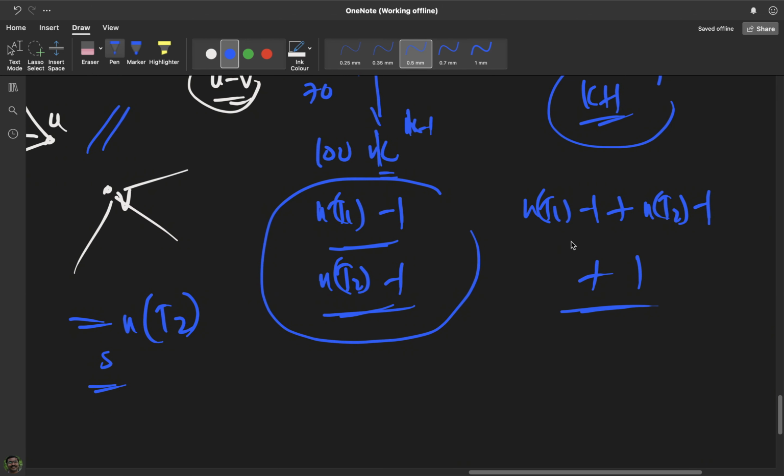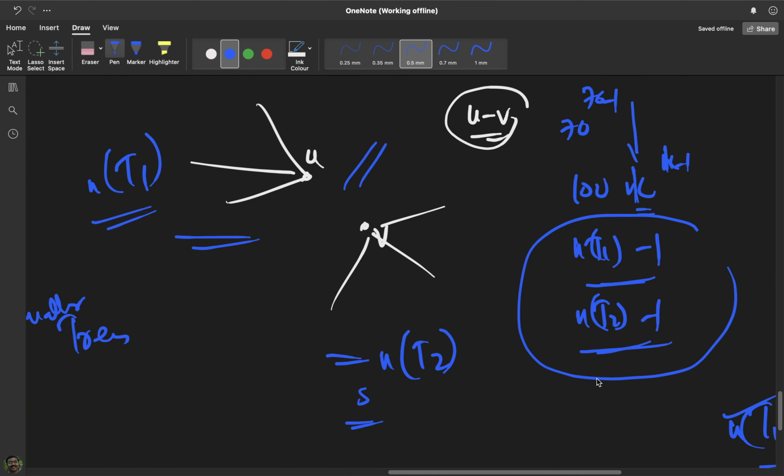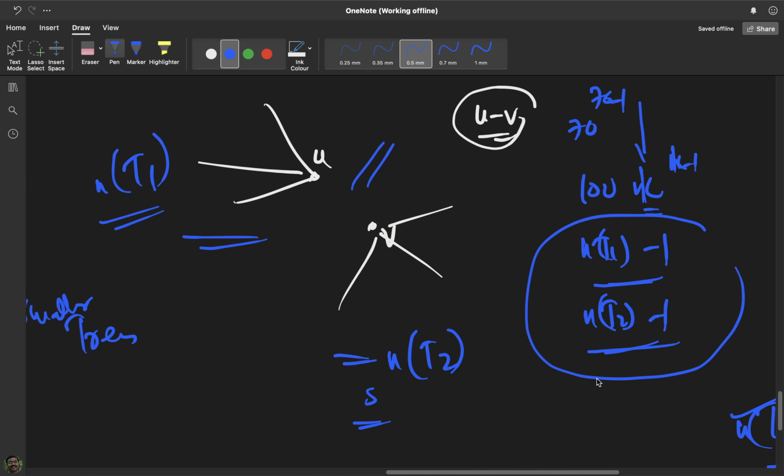This is n of T1 minus 1 plus n of T2 minus 1 plus 1, which is n of T1 plus n of T2 minus 1. So what is n of T1 plus n of T2? That will be the total number of vertices in the original graph, because we have not deleted any vertex.